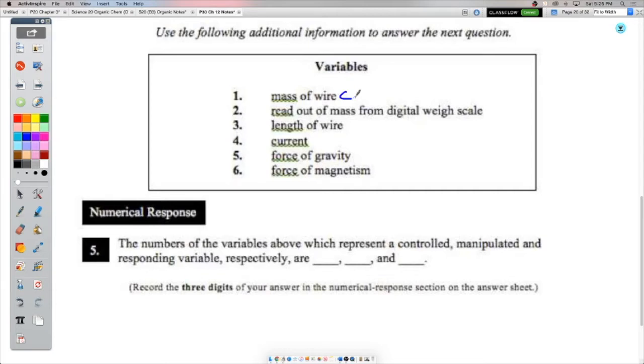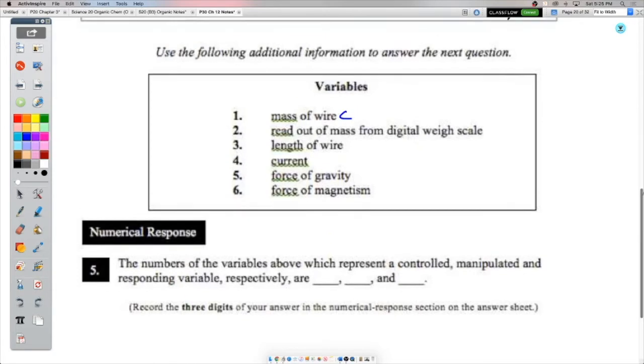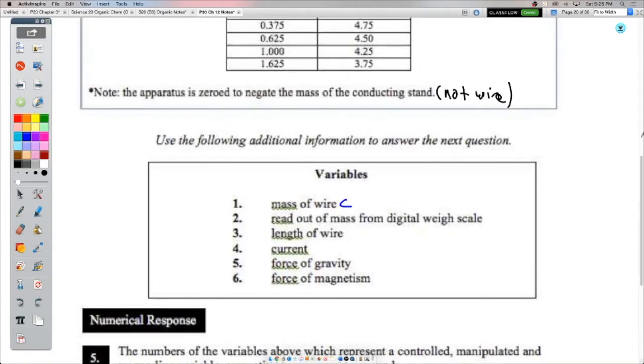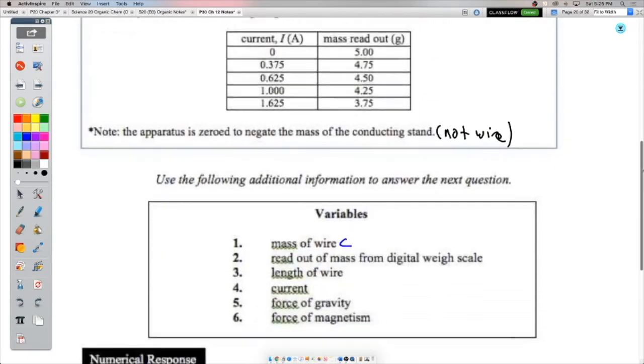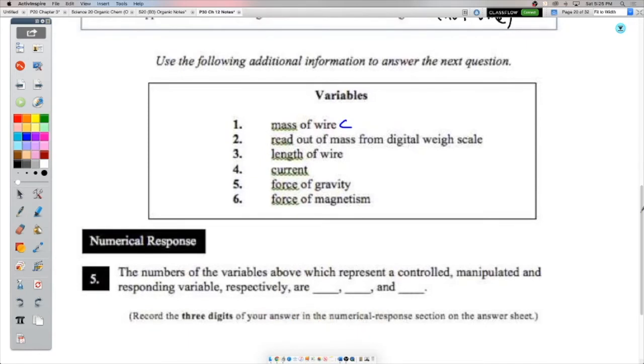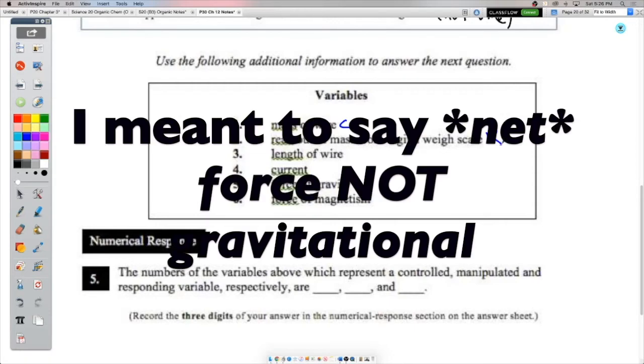Okay, what about the readout of the mass from the digital weigh scale? Is that controlled, manipulated, or responding? Well, that's the result we're trying to see, right? Is it directly what we're interested in? No, really what we're interested in is the force, but this is the responding variable that is going to allow us to think about the force. So that is definitely the responding variable. This is what we would sometimes call our direct responding variable, the thing that we're actually going to measure. Our indirect responding variable would be the gravitational force that that mass readout implies. But the direct responding variable is the readout itself.